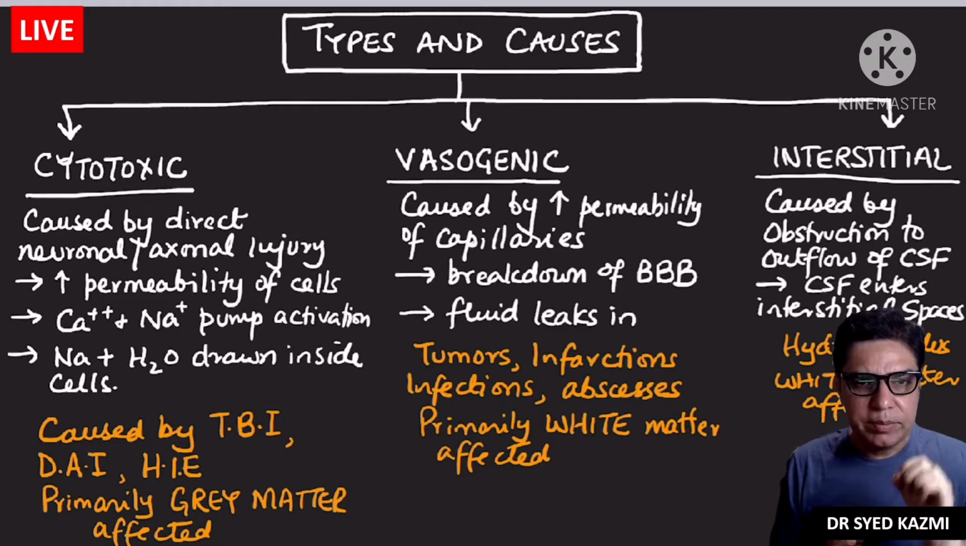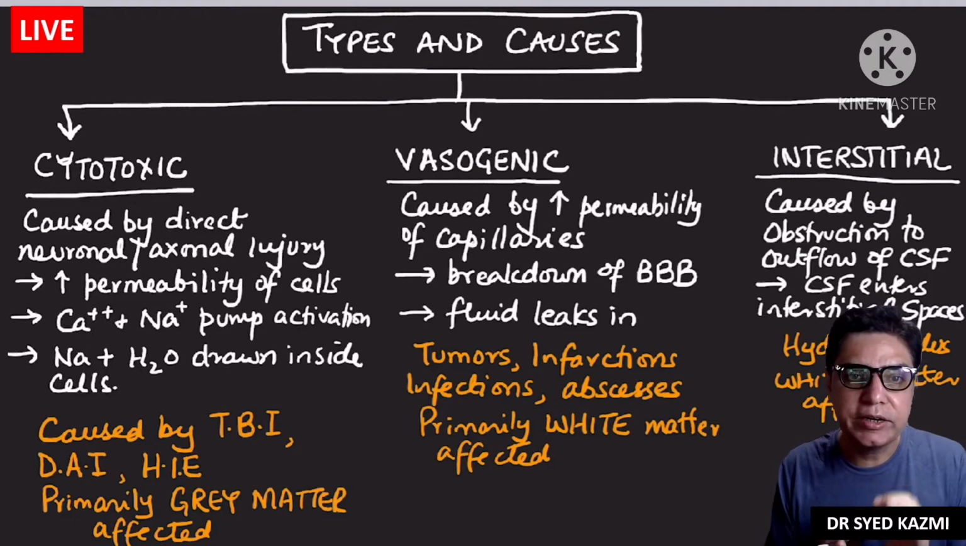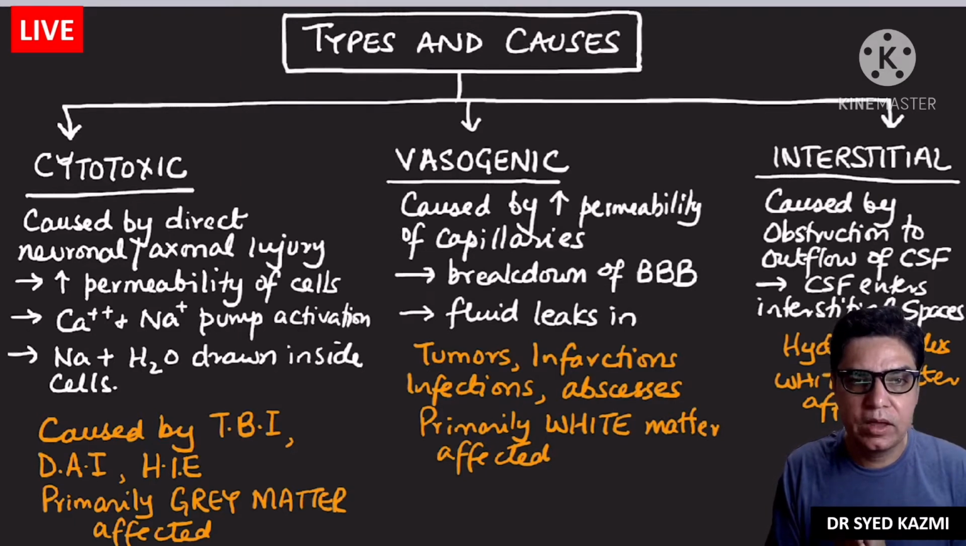So here keep it in mind that cytotoxic cerebral edema predominantly affects the gray matter. Though white matter is not an exception, to some extent it can also involve the white matter, but predominantly it would involve the gray matter. Vasogenic cerebral edema, on the other hand, primarily involves the white matter. It does not extend into the gray matter.